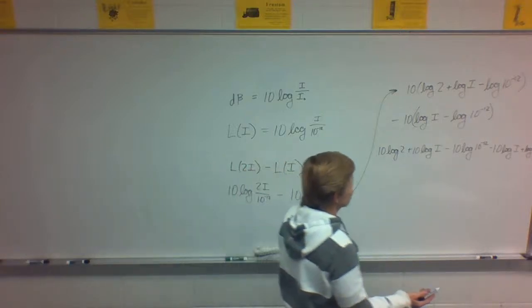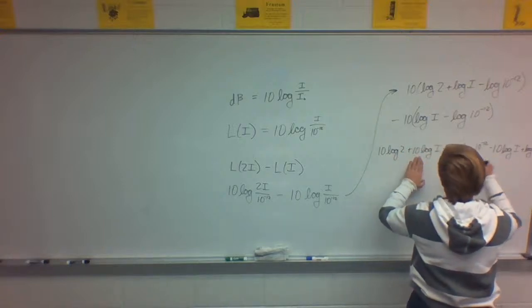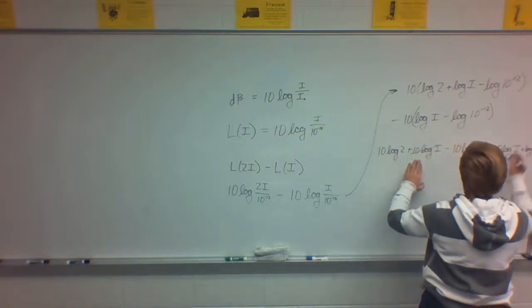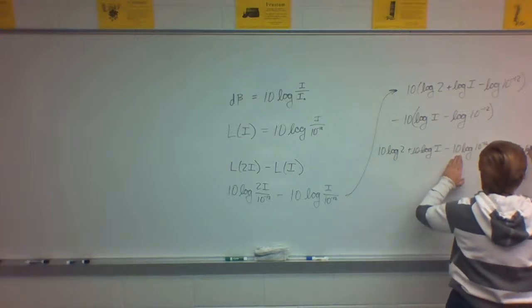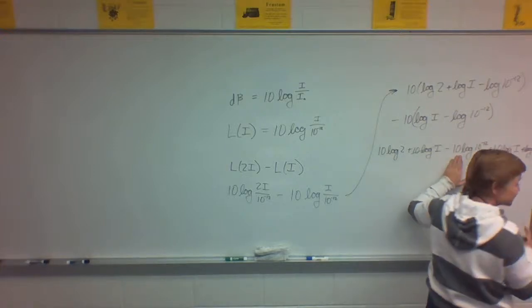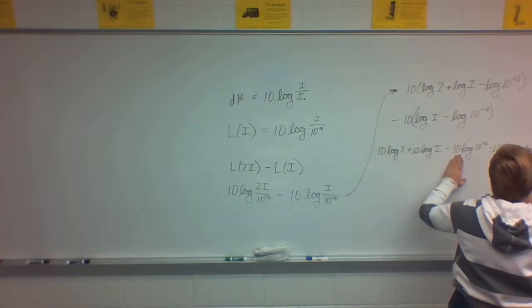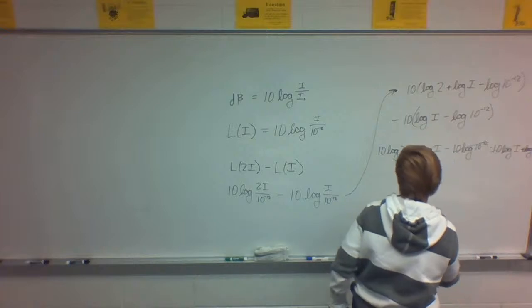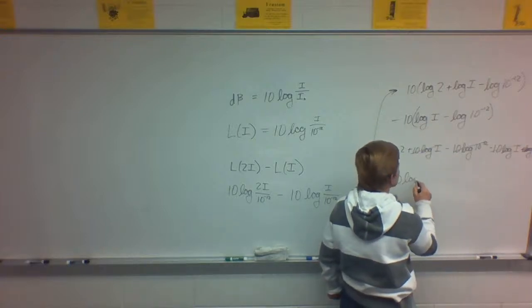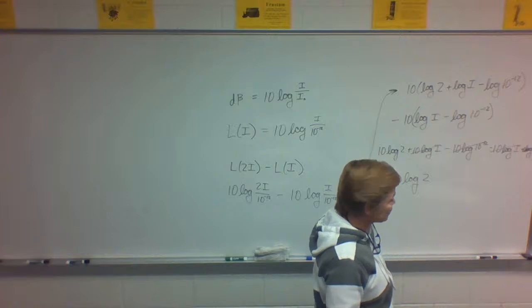Now look what happens. Something beautiful happens here. Look, we got a 10 log I and a negative 10 log I. Amazing. We have a negative 10 log 10 to the negative 12. We got a positive. Oh, this was supposed to be a 10. Sorry, I forgot to distribute my 10. We good on that? We got a negative 10 log of this and a positive 10 log of the same thing. They're out. What am I left with? 10 log 2. An easy thing to evaluate. That's all that's left.